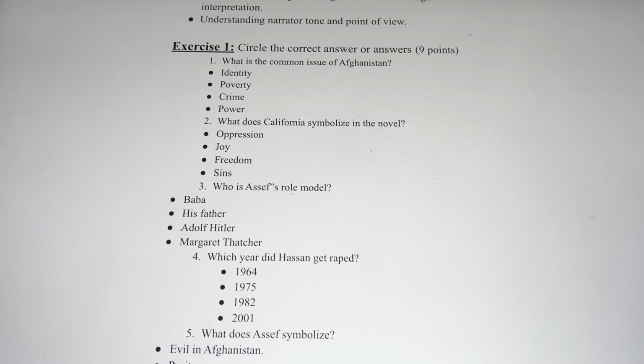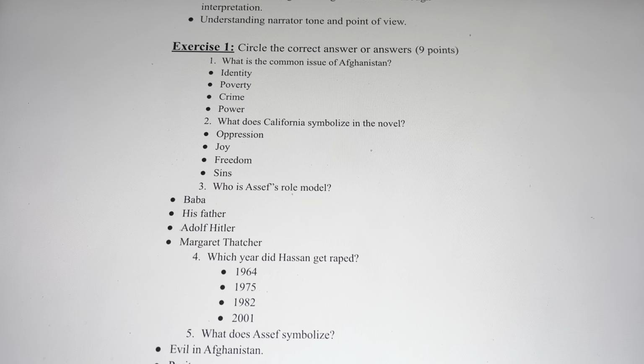Not only when it comes to countries and civilizations, but also when it comes to one-on-one interactions, like for example with Hassan and Amir would always want to be the superior one. He would always push Hassan down, always make Hassan feel as if he's stupid. So it's identity and power, mostly identity, but power can also be a correct answer.